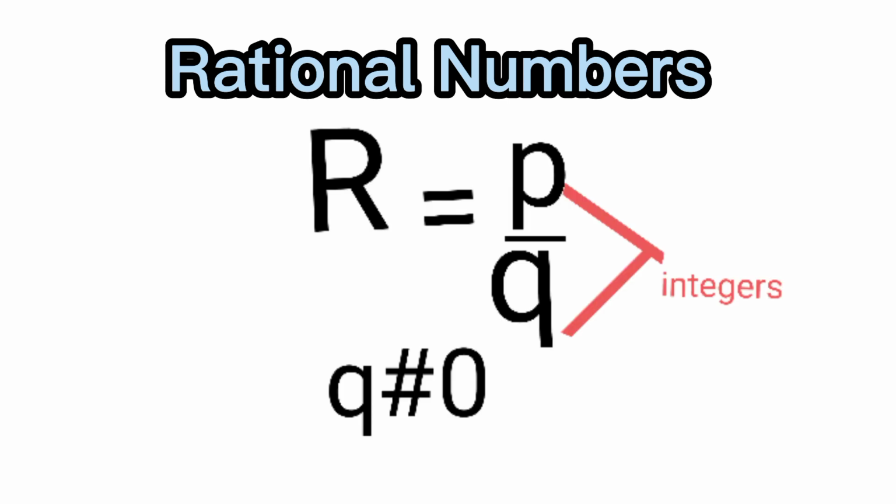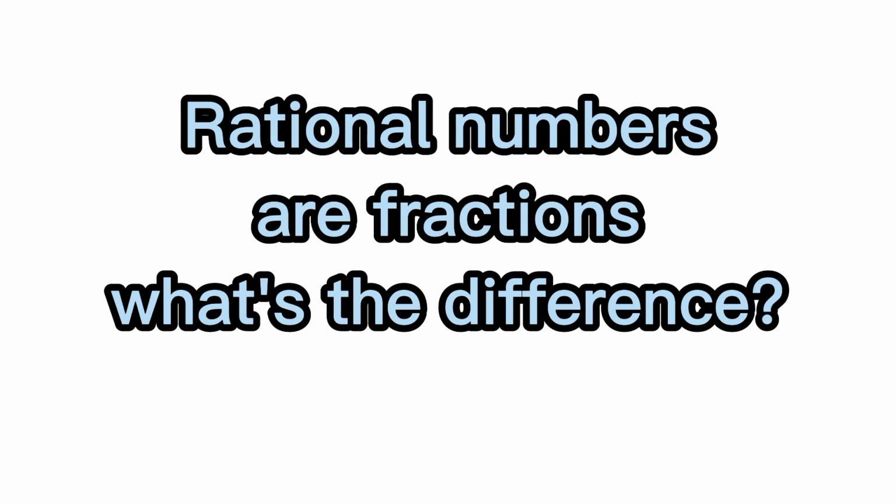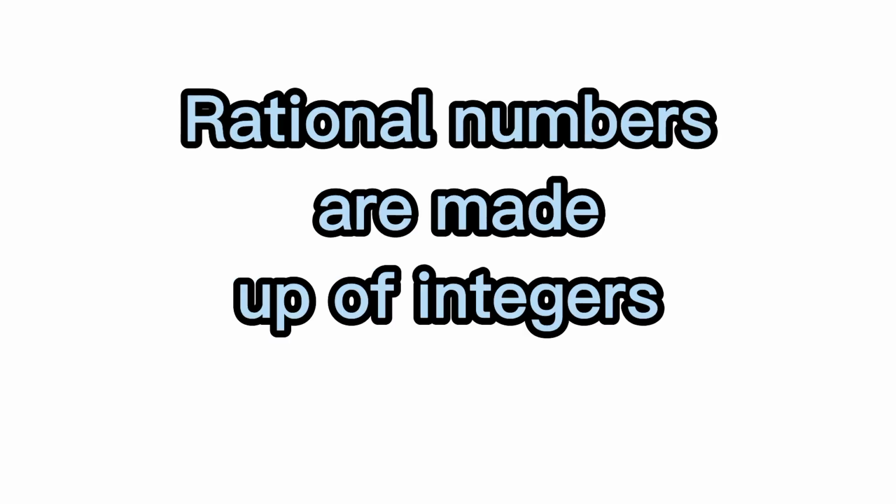Next is rational numbers. Rational numbers are numbers that can be expressed as the quotient or fraction p over q of two integers, provided q is not equal to 0. The simplest definition is that rational numbers are numbers that can be made by dividing two integers. Most often people find it confusing to differentiate between fractions and rational numbers because of the basic structure of the numbers, that is the p over q form. Fractions are made up of whole numbers, while rational numbers are made up of integers as their numerators and denominators.